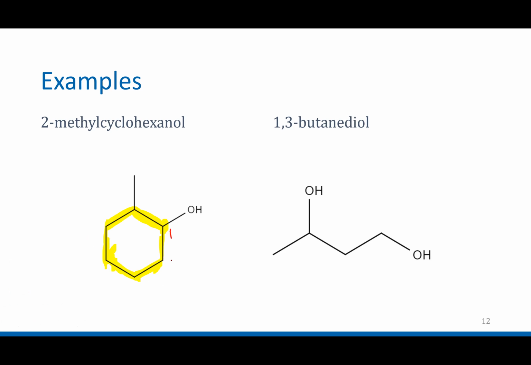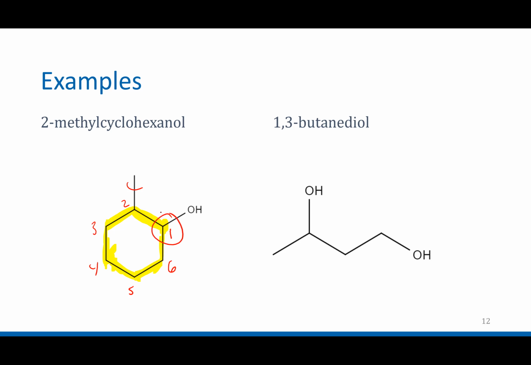So again, 1, 2, 3 would be a mistake. I wouldn't want to do that. I would go this way, 2, 3, 4, 5, and 6. So 6 carbons in a ring, cyclohexane. All right, I'm going to start numbering at the alcohol, so that would be number 1. That means that the methyl is on the second carbon, so that would be 2-methylcyclohexane. But then, of course, I have an alcohol, so I need to change it from cyclohexane to cyclohexanol.